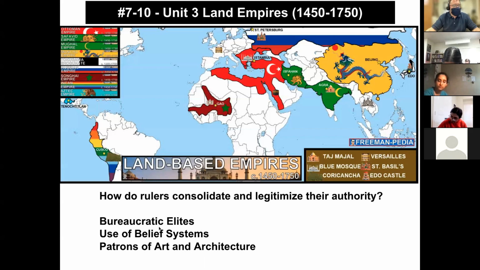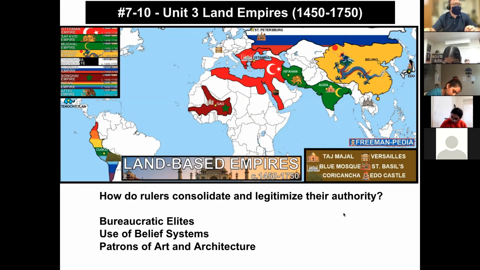And then sometimes creating a class of elites, whether it's elite soldiers like the Janissaries of the Ottoman Empire, or bureaucrats, the scholar gentry of China, the intendants of Louis XIV, the zamindars in South Asia and the Mughal.